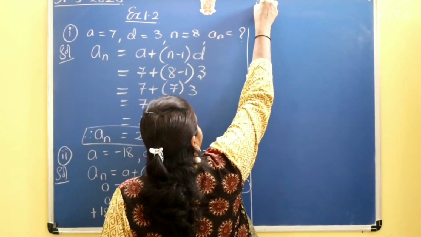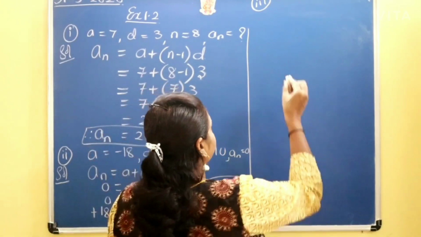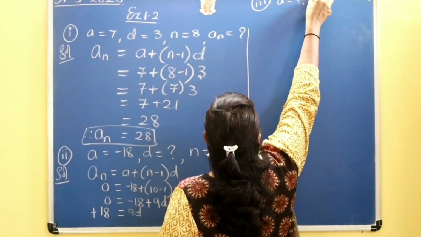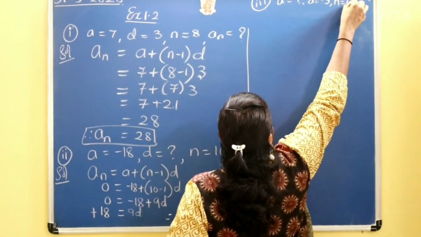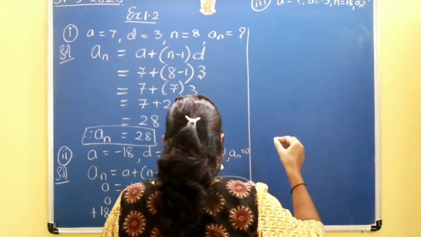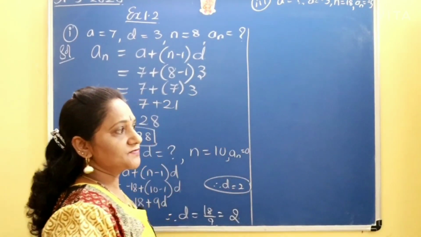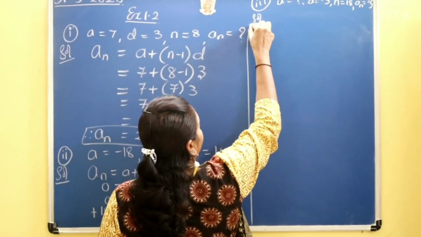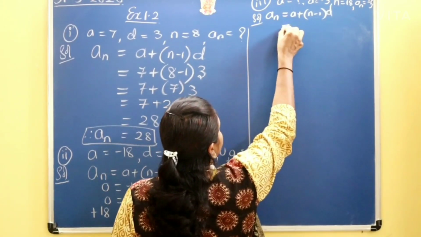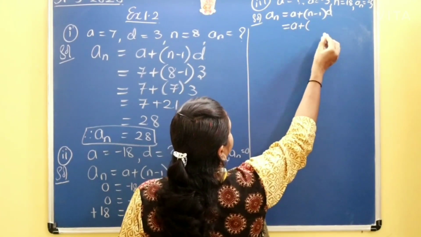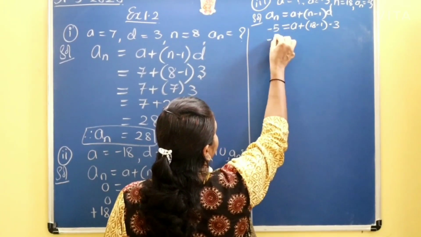The third question, you have been given D is equal to minus 3, A is question mark, N is 18 and the value of AN is minus 5. You will use the same formula. AN is equal to A plus N minus 1 into D. So, you will have A plus N is 18, 18 minus 1 into minus 3. The value of AN is minus 5.